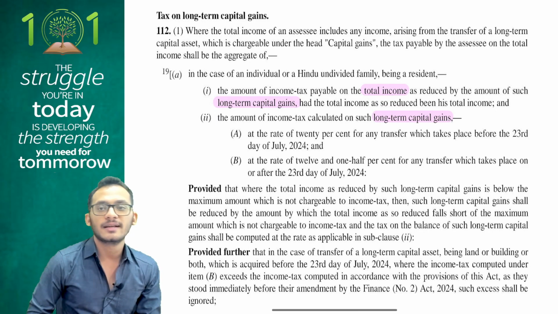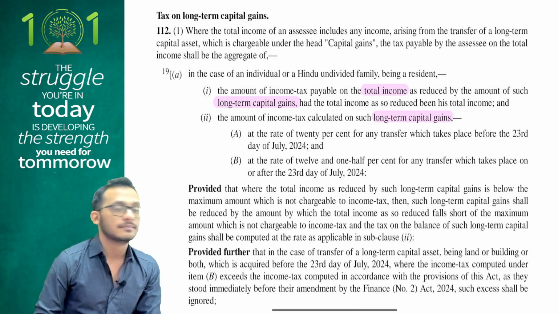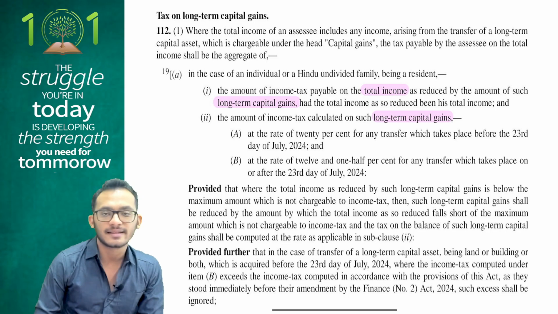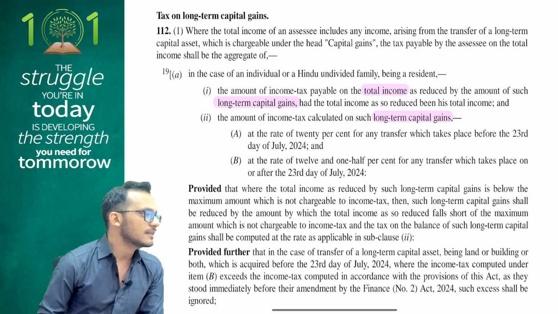So, which means total income has to be less by 3 rupees. Otherwise, the section will get violated.